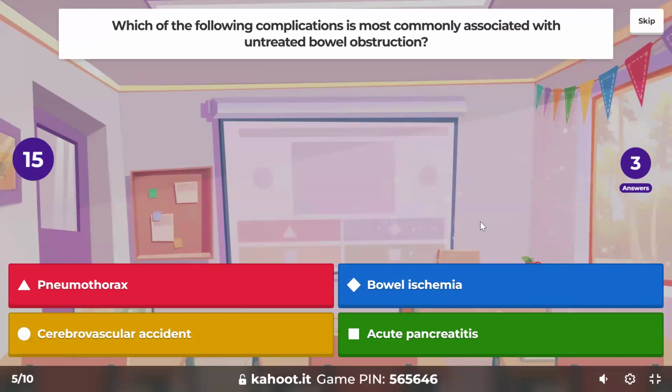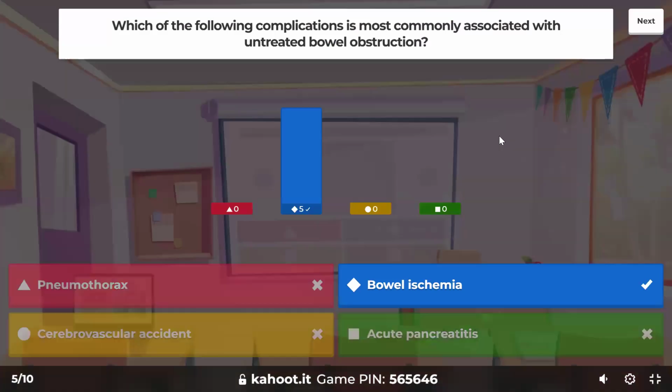Okay, our fifth question. Which complication is most commonly associated with untreated bowel obstruction? Is it pneumothorax, bowel ischemia? Okay, everyone got that right. Bowel ischemia.